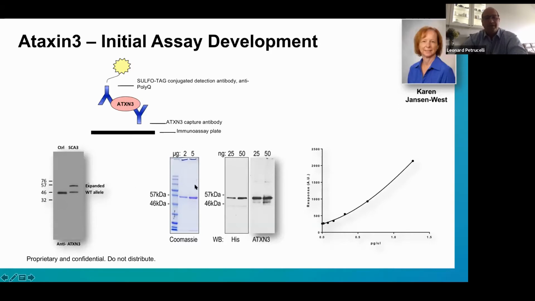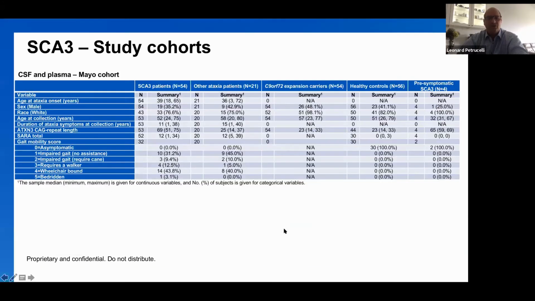We've also generated recombinant ataxin-3 protein. This is shown here, run on a gel in a concentration-dependent manner, as well as running that material on a Western blot to show that the antibody used in the fibroblast experiment can readily detect it. And this shows the standard curve and the level of detection.